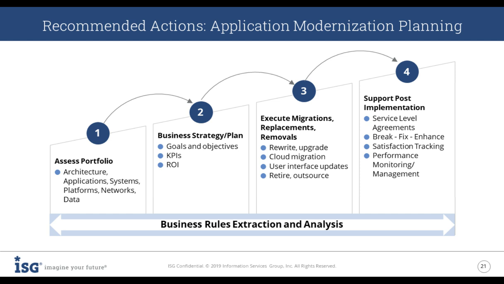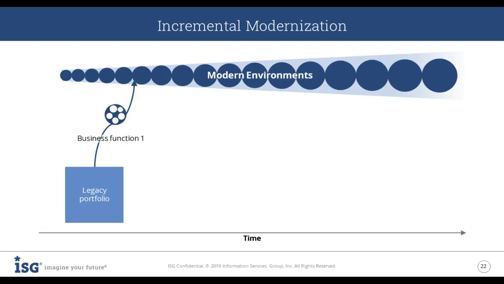Throughout this process, business rules extraction and analysis is necessary to get the information needed to move forward. But everything isn't done in one fell swoop. Enterprises that ISG works with manage the risks of modernization using a stepwise process of incrementally modernizing their legacy applications. Incremental modernization involves understanding an application's process flows, dependencies, interfaces, and business logic, and then segmenting them so that each can operate in the modern environment.